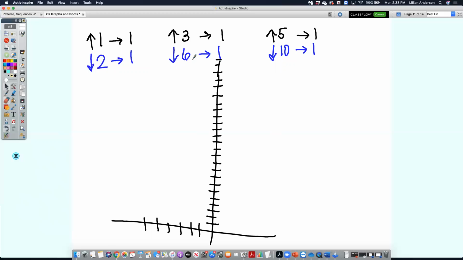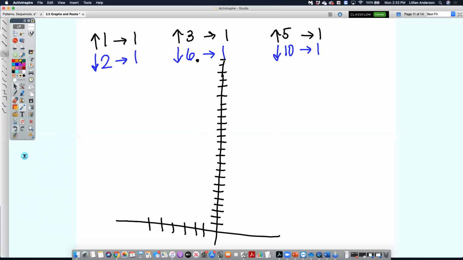So 3, 25 is going to be my vertex. I have my axis of symmetry. That's a little off. My point is a little off.